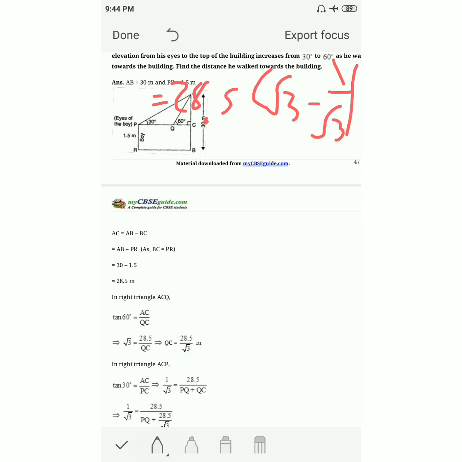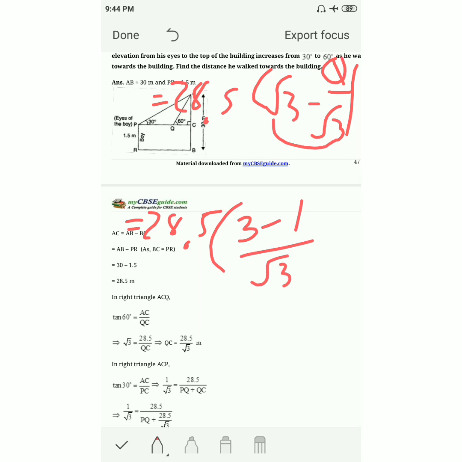Now take LCM. So 28.5 as it is. Now take LCM in this bracket. So under root 3 into under root 3, it's only 3. Then the negative sign. Then this 1 as it is, divided by under root 3. So 28.5, now 3 minus 1, it's 2 upon under root 3.